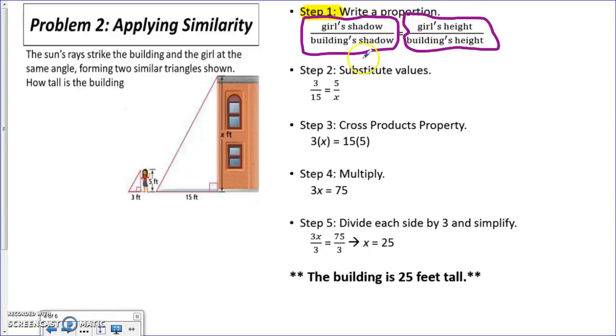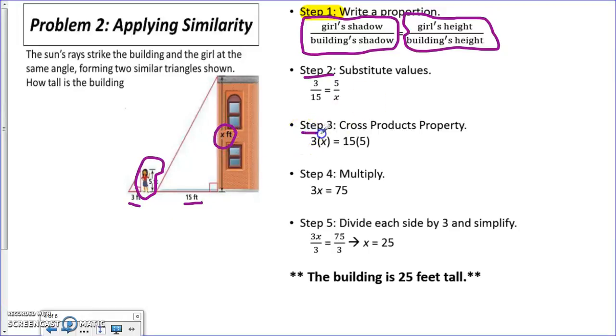So when you're writing a proportion with a word problem, the two fractions should involve the same things. So in the first fraction you see shadow, in the second fraction you see height, and the numerator should be of the same content, girls, and the denominator should be of the same content, buildings. Step 2, you're going to substitute the values. So the girl's shadow is 3 feet. The building's shadow is 15 feet. The girl's height is 5 feet, and the building's height is x feet, the unknown.